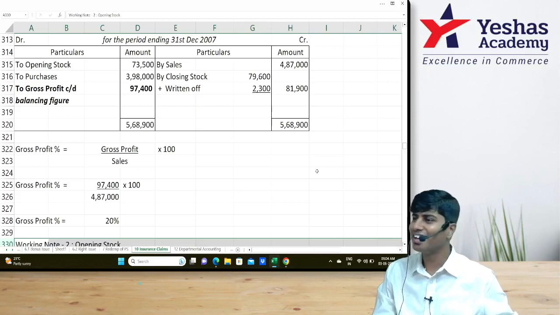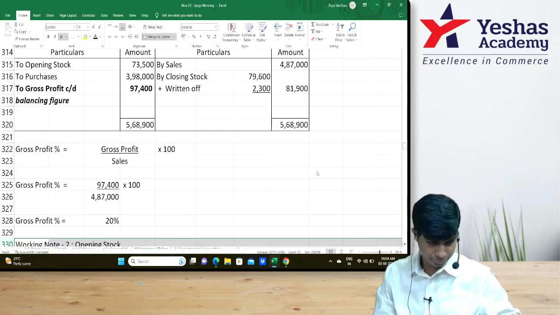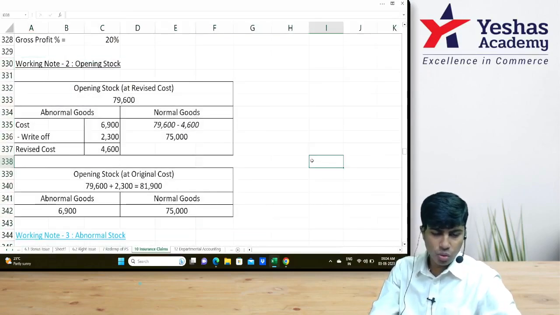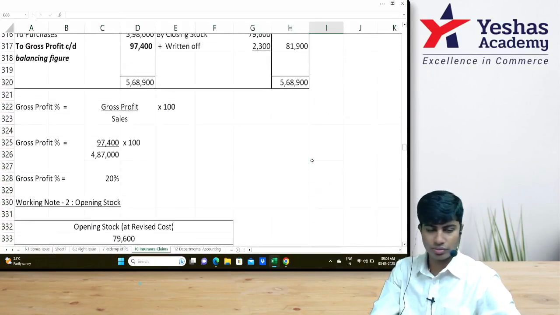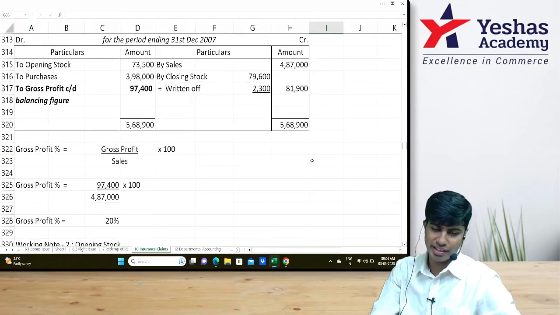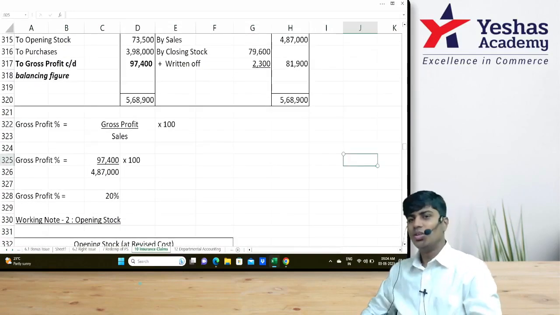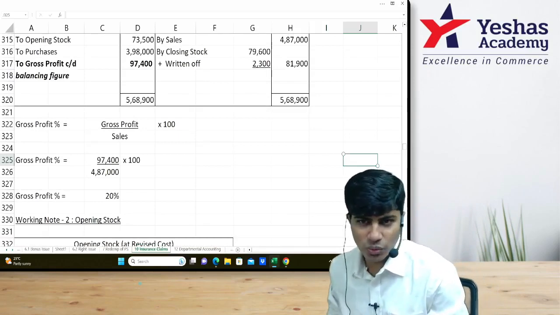Okay. Shall I now show you people the next part? Copy this working note on opening stock. What? You guys are writing very slow.